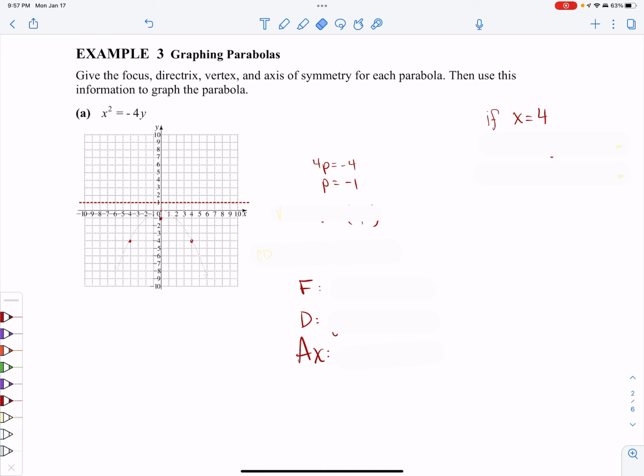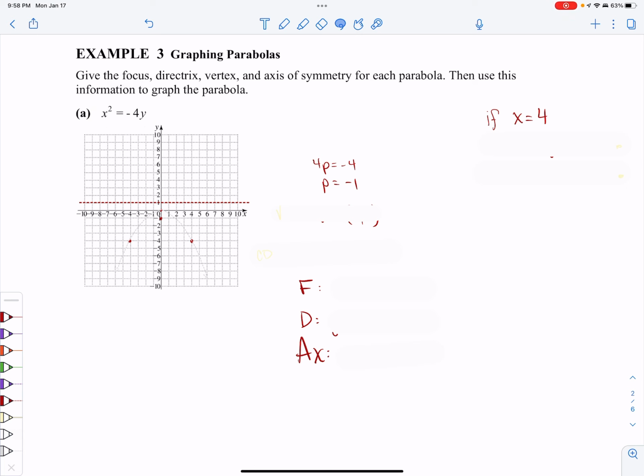I can tell by looking at my equation that this is going to be a concave down parabola, first of all because of the x squared. X squared tells me it's either up or down, and the negative p-value tells me it's going to be down.